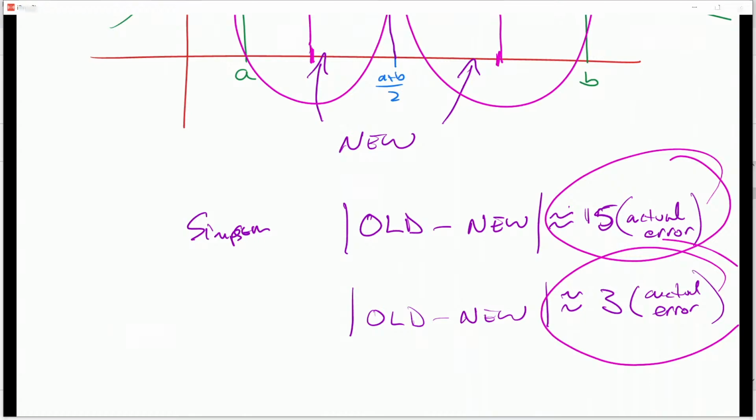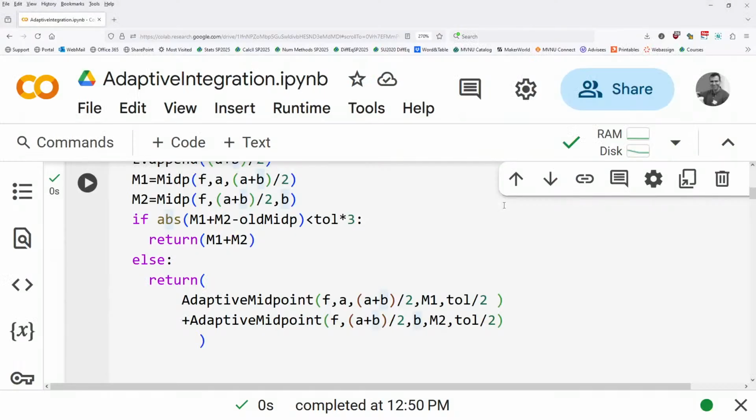So when I did my Simpsons, we did Simpsons in class. Here, the only difference between the midpoint and adaptive Simpsons is this is 15 right here, and of course, instead of saying midpoint, I'm saying do the Simpsons rule. But that's pretty much it.